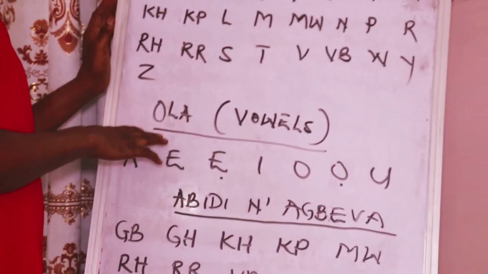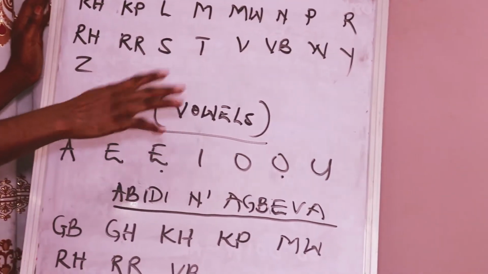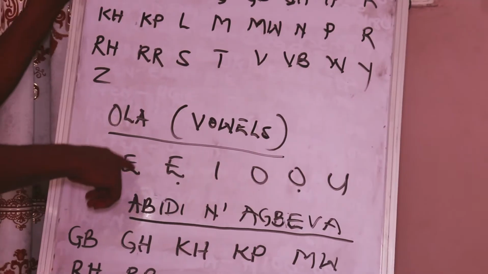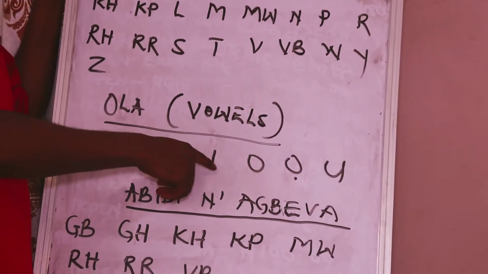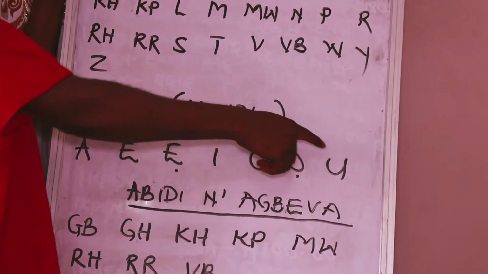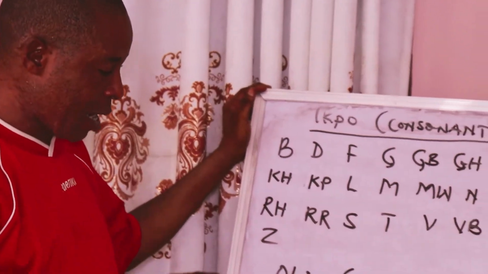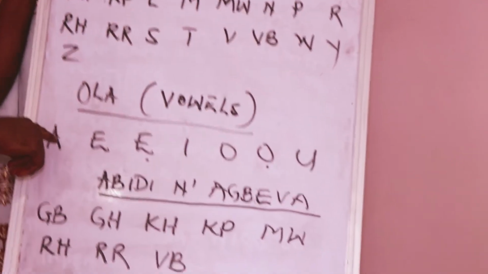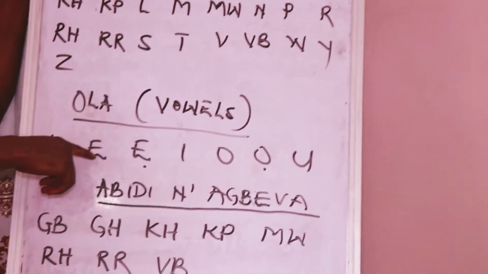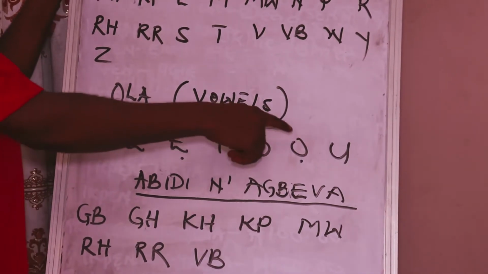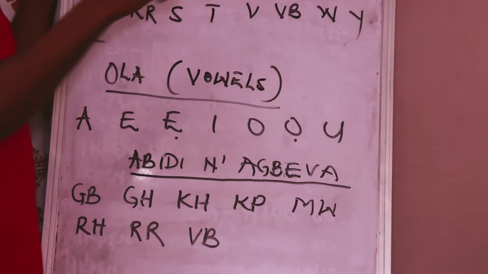If I say any character, I will repeat here. A, e, e, i, o, o, u. Whatever I say, I will repeat here. A, e, e, i, o, o, u.